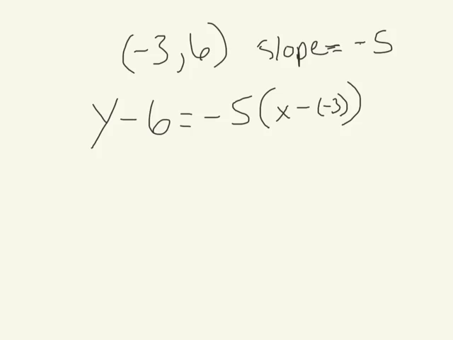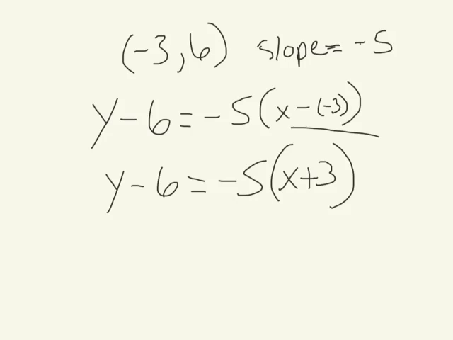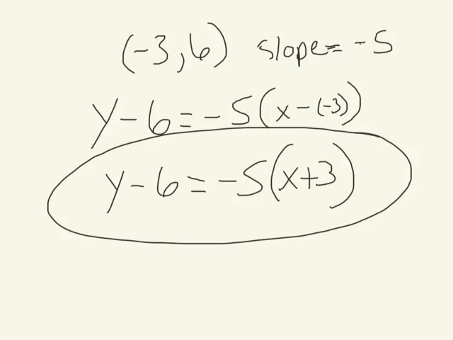Now we can go ahead and simplify this so we have our equation written. Now, what it would be is as follows. We would have y minus 6 equals -5 times x, and then when you subtract a negative, it turns into a positive, so x plus 3. And here we have successfully written an equation for a line that passes through point -3, 6 with a slope of -5.